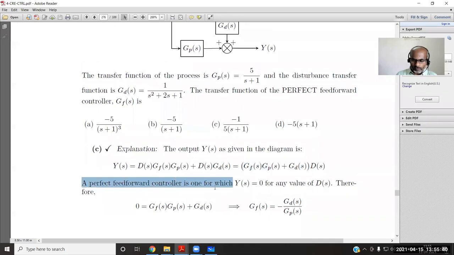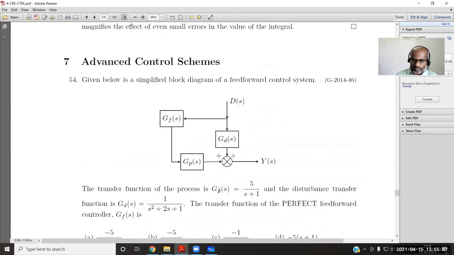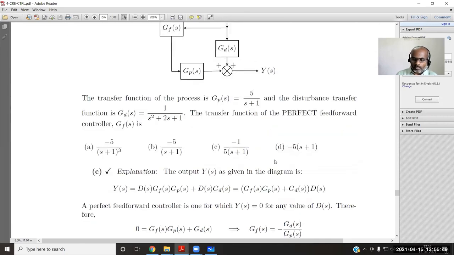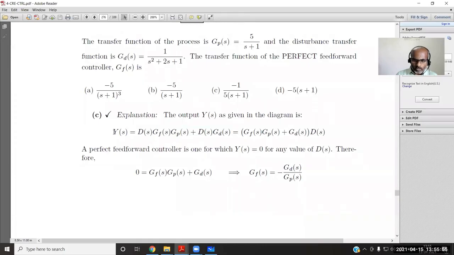What is the meaning of this perfect controller? There should be no deviation in the output for any changes in disturbance. So Y(s) we want to keep as 0 for any value of D(s). So that means you are making this left hand side 0. Otherwise we need to find the value of this group.